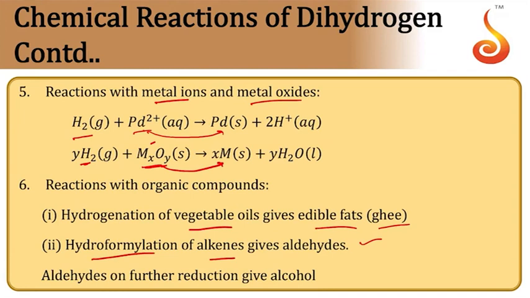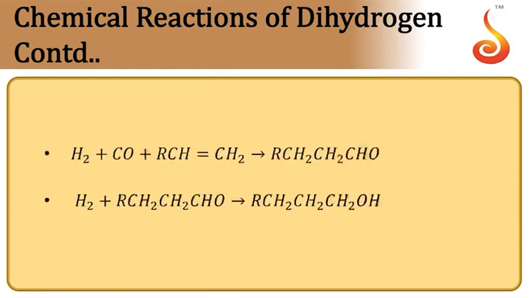Hydroformylation of alkenes will give us aldehydes, and aldehydes on further reduction with H2 will give us alcohol. Let us see the reaction here. For hydroformylation of alkene, H2 plus CO is the reagent. So alkenes are becoming aldehydes, CHO. These aldehydes on further reduction with H2, finally we are going to get alcohols.